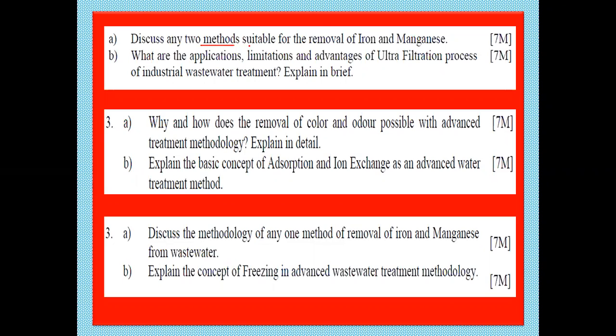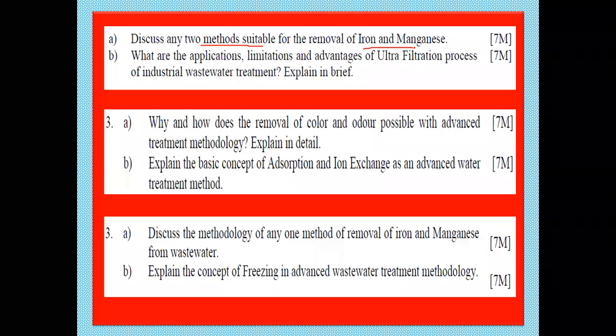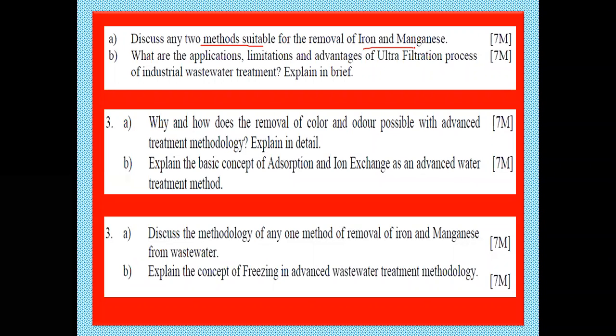Discuss any two methods suitable for removal of iron and manganese. So in the morning class we will discuss the two methods suitable for removal of iron and manganese. It is a 7 marks question. First write what iron is, what manganese is, how these are important to the human body, and how much amount should be there in the human body. Also say whether iron and manganese are more common in surface water or groundwater. Then take any two methods and discuss them so that we will get the marks.